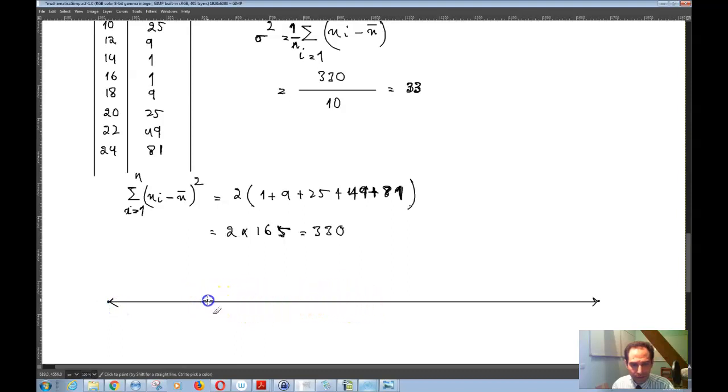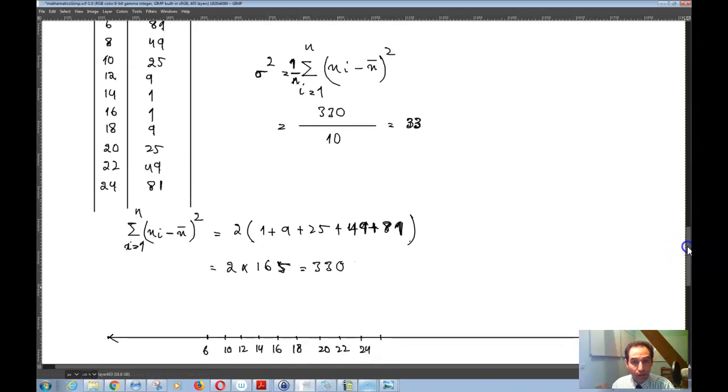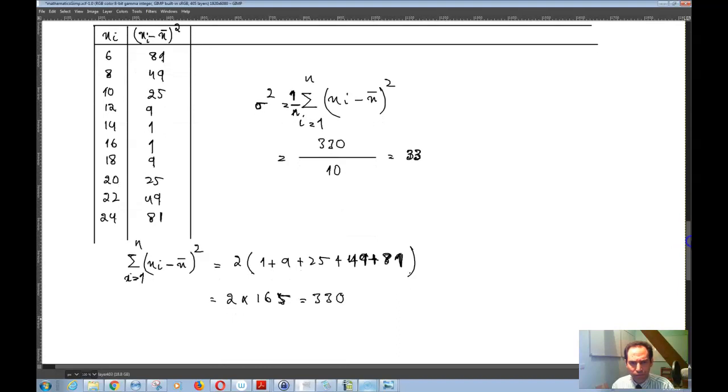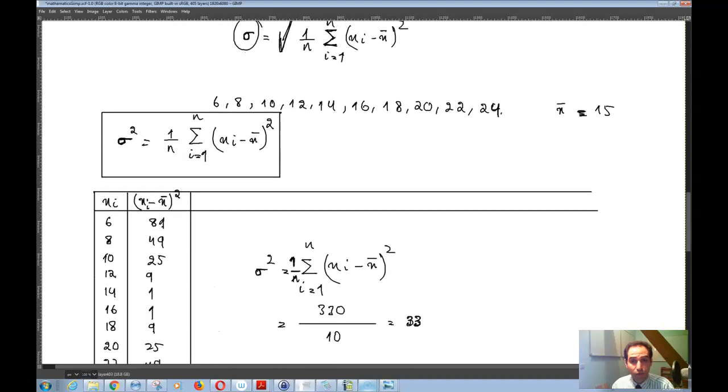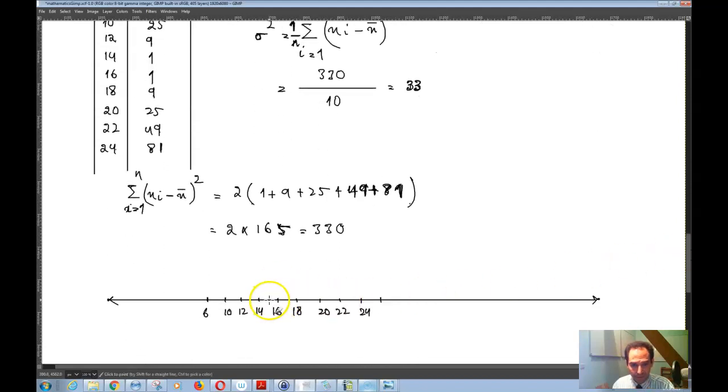Your data goes from 6 to 24. So let's say that this is 6, 8, 10, 12, 14, 16, 18, 20, 22, 24. Your data goes from 6 to 24, and the mean of your data was 15. It was 15 here, right? So the mean of your data is 15. So if the mean of your data is 15, then the variance of your data is 33.